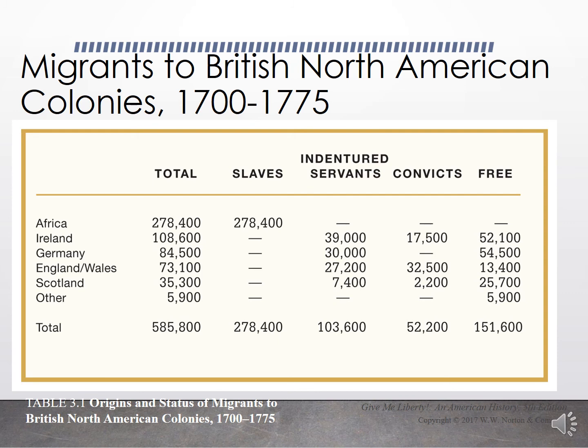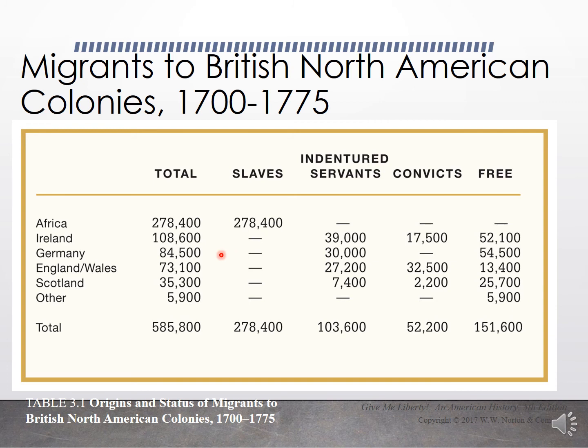So this is a really interesting table that shows migrants to British North American colonies between 1700 and 1775, when we're right on the eve of the American Revolution. I want to point out multiple things about this table because there are so many interesting things here. The first is, notice that the majority of the migrants are coming as slaves. And so you have 278,400 slaves being brought into British North America in this 75-year period.